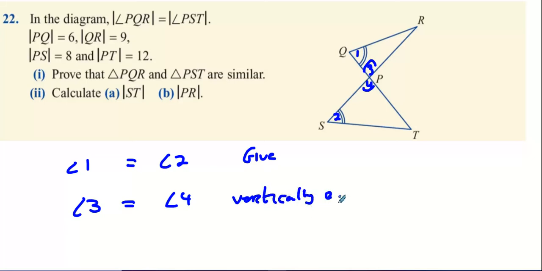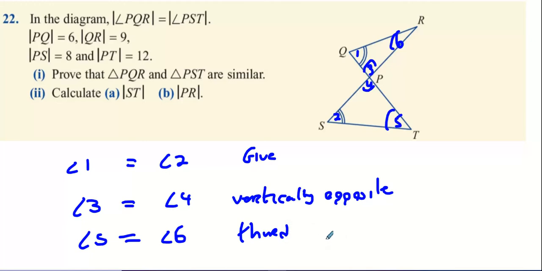And finally, what about angle 5 equals angle 6? Why? Third angle. Therefore, they are similar. You'd actually write that down in tests. Therefore, PQR and PTS are similar. I think we've done how many of them at this stage? Too many, like you should know it inside out now.